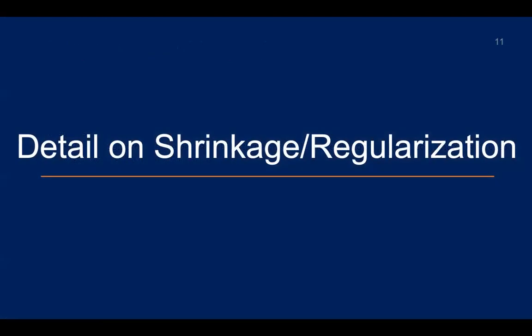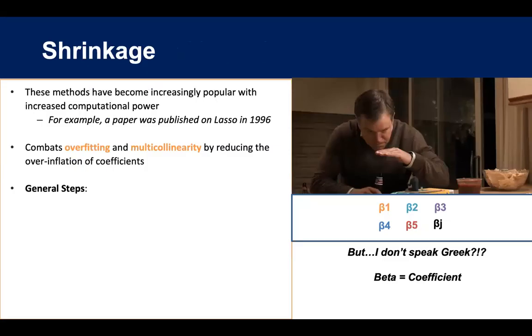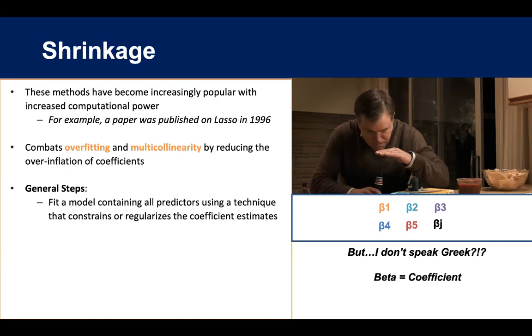So some detail on shrinkage or regularization. These methods have actually become increasingly popular with increased computational power. For example, the first paper on Lasso was published in 1996. But the idea here is by using shrinkage techniques, we can combat overfitting and multicollinearity by reducing the overinflation of coefficients. So the general steps are we'll fit a model using all the predictors, using either ridge or lasso, and then we'll shrink or regularize the less meaningful coefficients to 0.